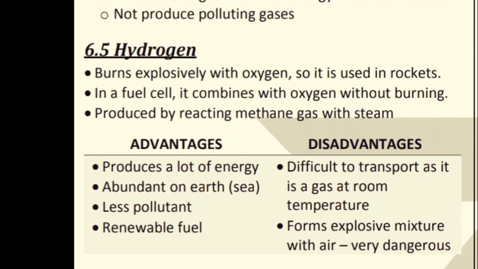We can produce hydrogen gas by reacting steam and methane. Methane means CH4. CH4 and steam react together to produce hydrogen gas.